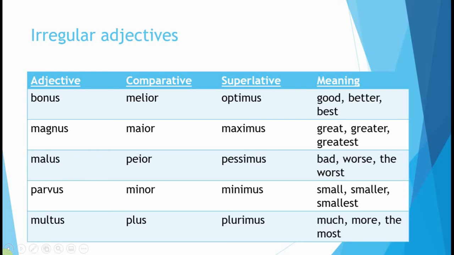Bonus, melior, and optimus; you probably already know most of these. Magnus, major, and maximus, meaning great, greater, and greatest. Malus, pejor, pessimus: bad, worse, and the worst. Parvus, minor, minimus: small, smaller, smallest.